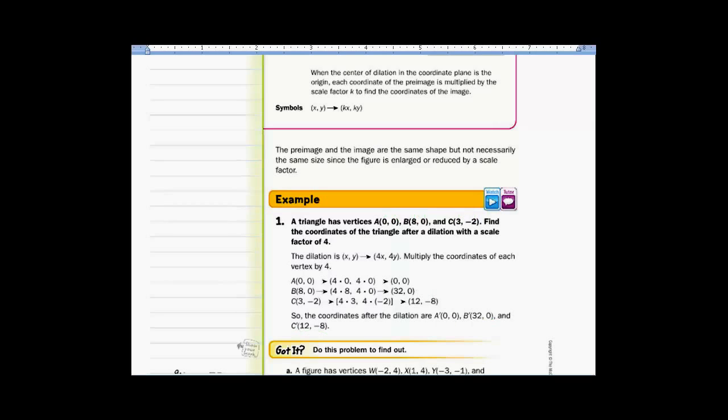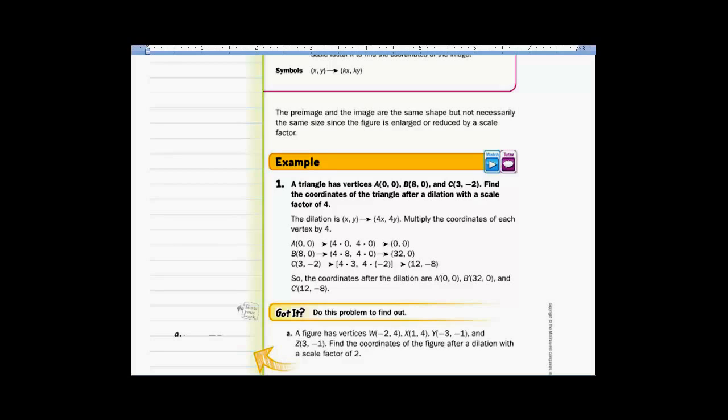Easy enough, right? So let's pause it, and I want you to try got it right there at the bottom. Okay, scale factor is 2. Then I'm going to take each one of these and multiply it by 2. So what would I get?